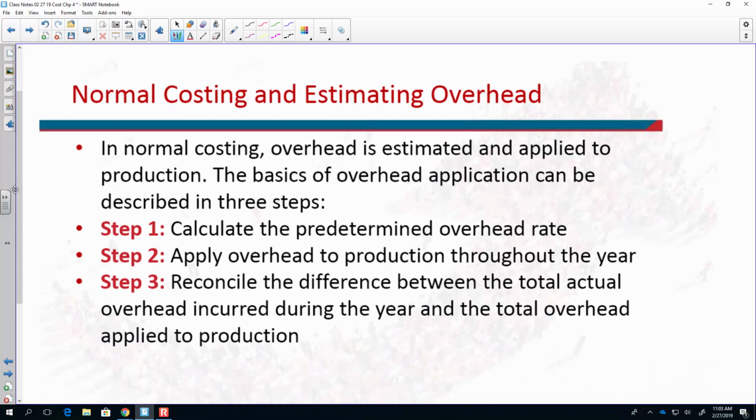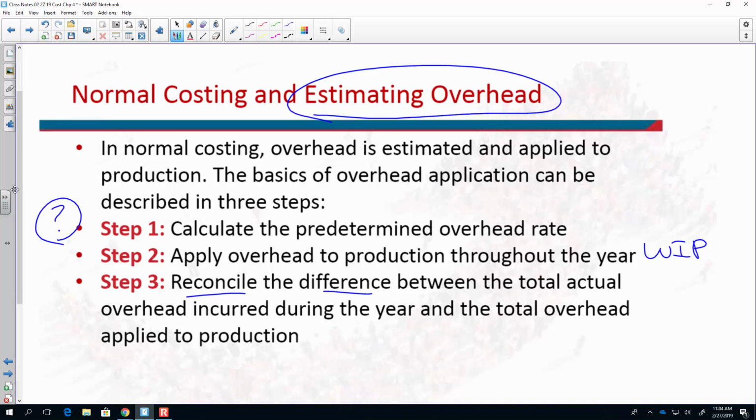Now, we get to the process of coming up with our estimated overhead. Three steps, pretty straightforward. Here they are. Number 1, come up with a predetermined overhead rate. Number 2, apply that rate to WIP throughout the year. And number 3, since we're using an estimate for overhead, we've got to reconcile that difference at the end of the year. We're going to compare our estimated overhead that we've used and put into WIP to our actual overhead. Three steps.